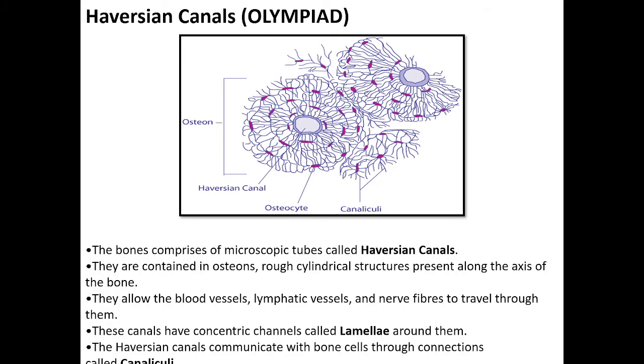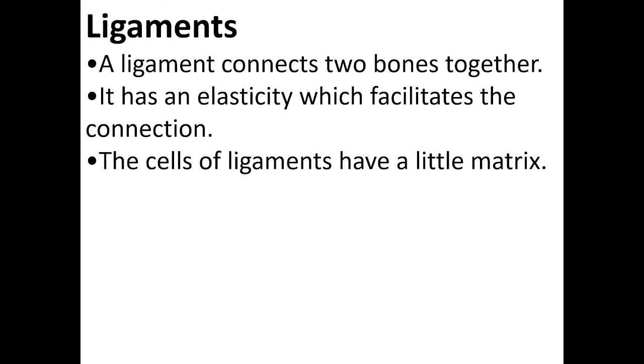One note about Haversian canals related to the bones is given. So take the screenshot. This is important for your general knowledge. It is not mentioned in your textbook, so no need to learn it. Then we learned about the ligaments, which are found between the bones. The location is between the bones, with very little matrix, and these tissues are very elastic in nature. Because of this elasticity, these tissues can connect the two bones with each other. So these three types we have already learned.